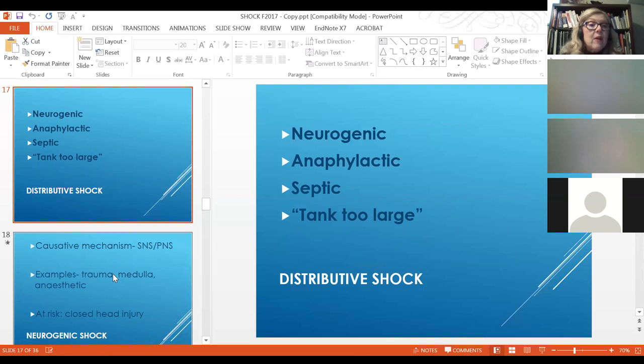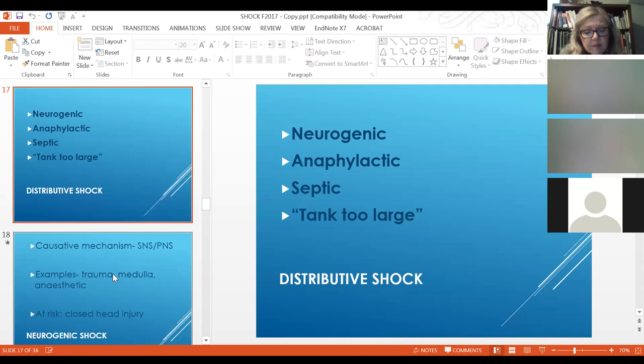And so it can't maintain a blood pressure. So the tank is too large. This is divided into three main categories: neurogenic, anaphylactic, and septic shock. But they're all characterized by the loss of blood vessel tone. There's enlargement of the vascular compartment and displacement of the blood away from the heart.